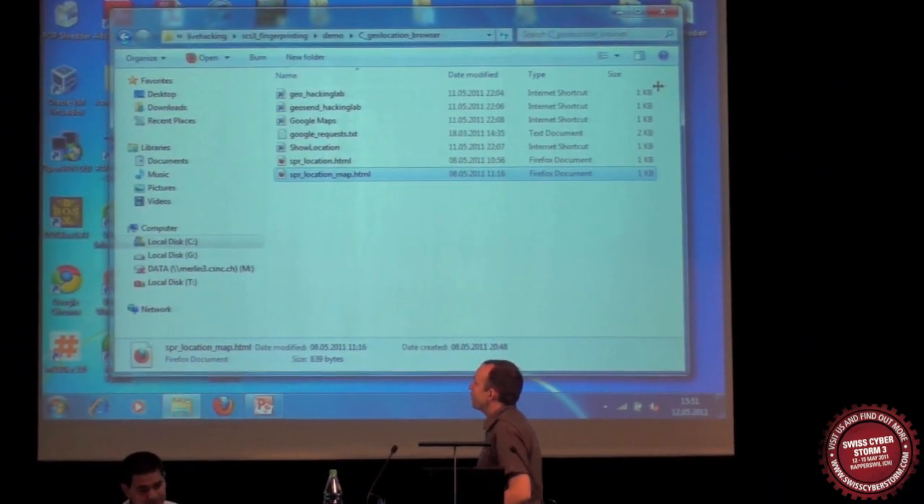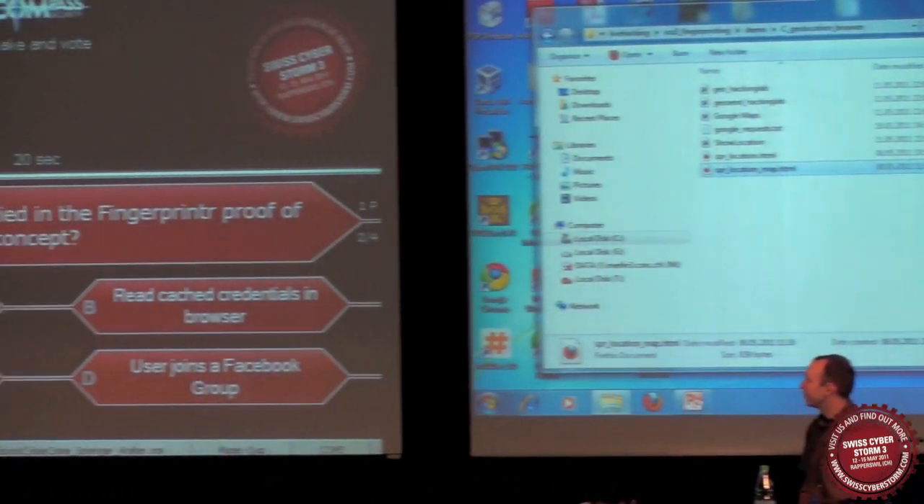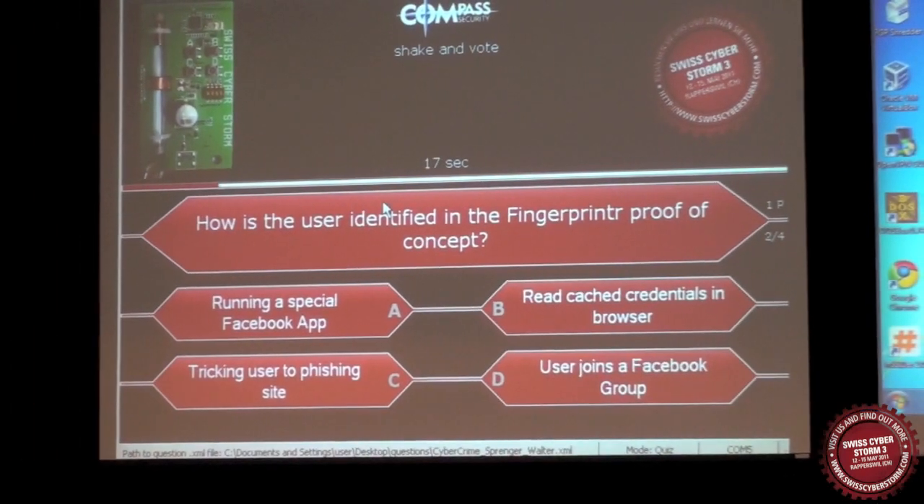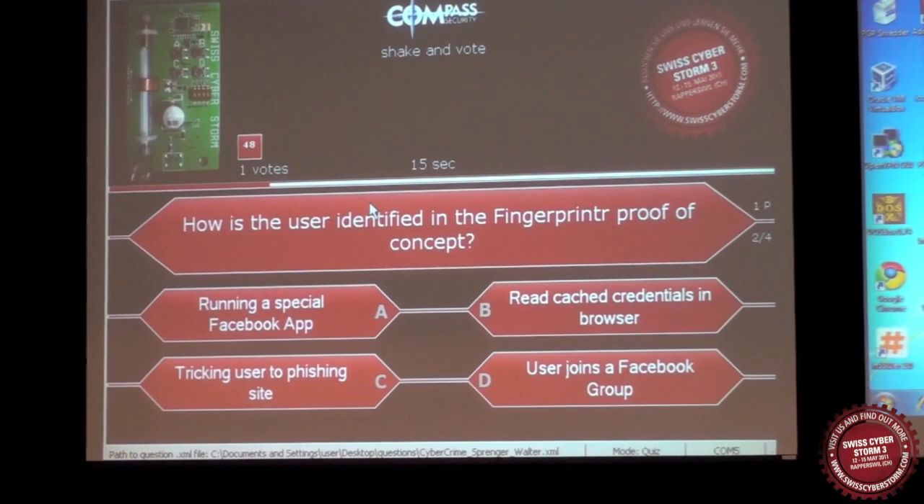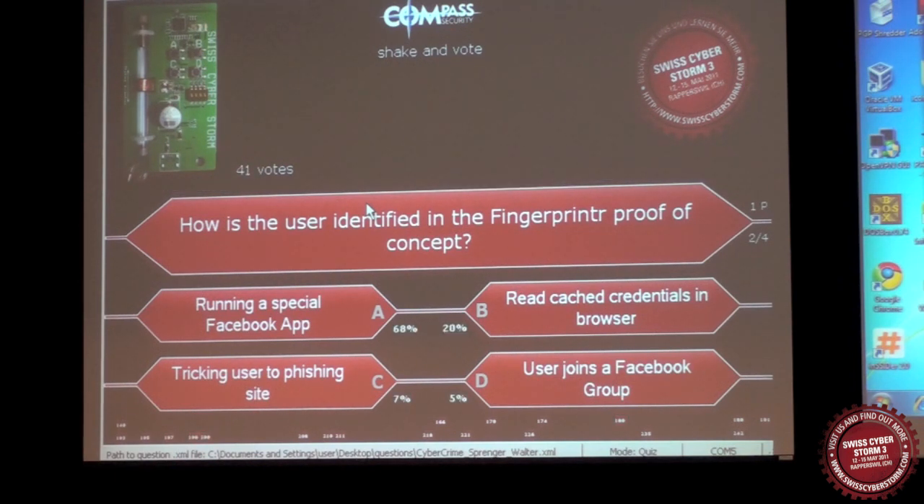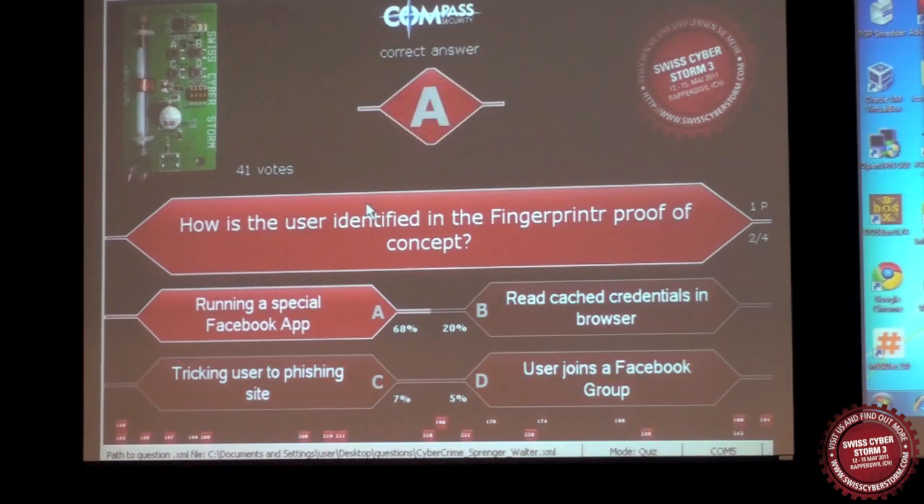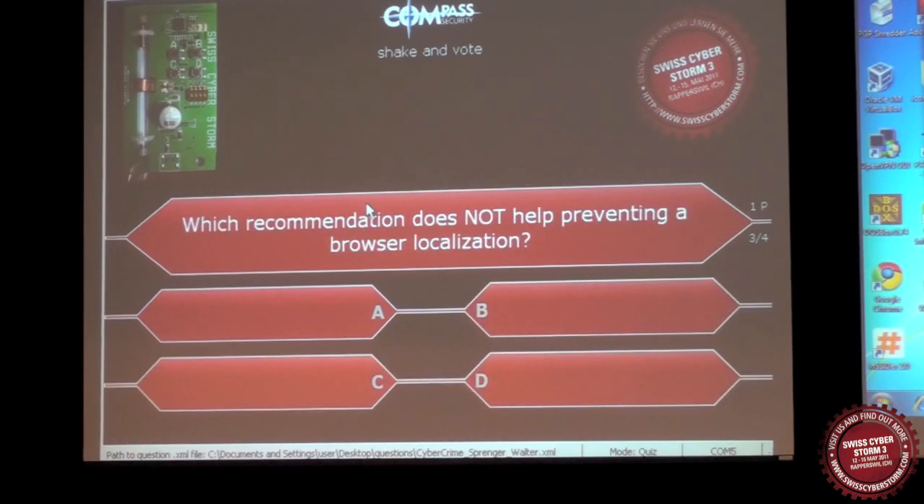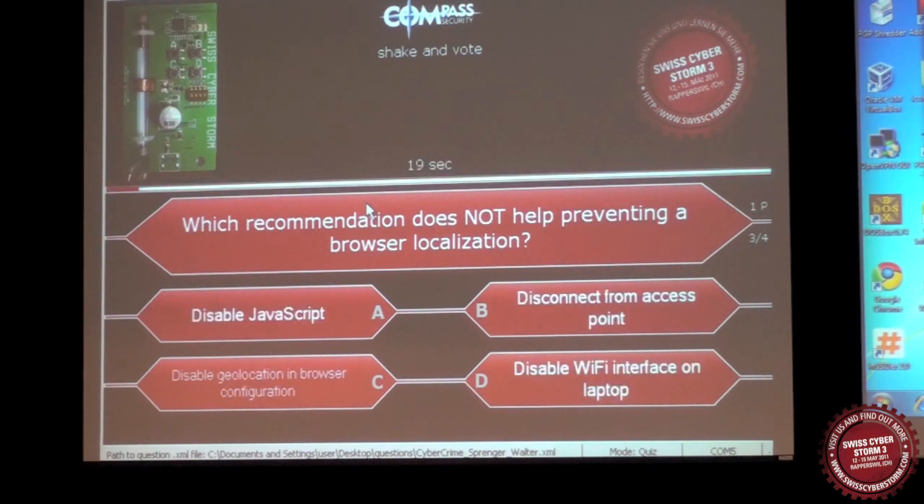How is the user identified in the fingerprinter proof of concept? Yeah, good. Number A is correct. Which recommendation does not help preventing a browser localization?